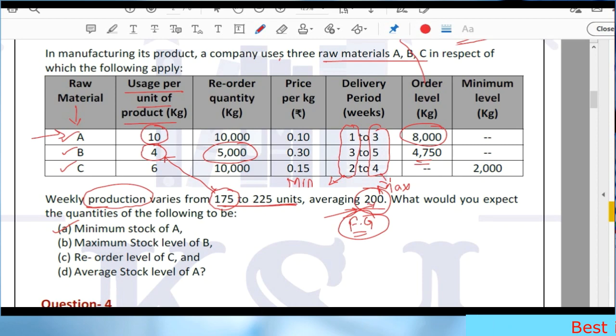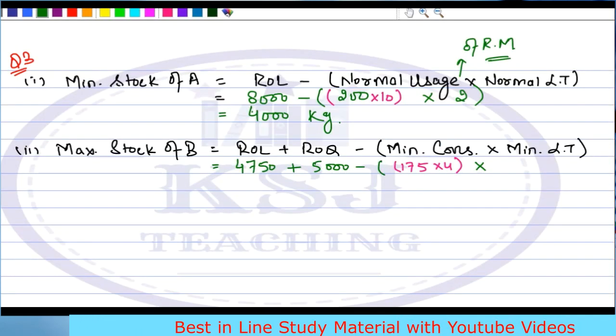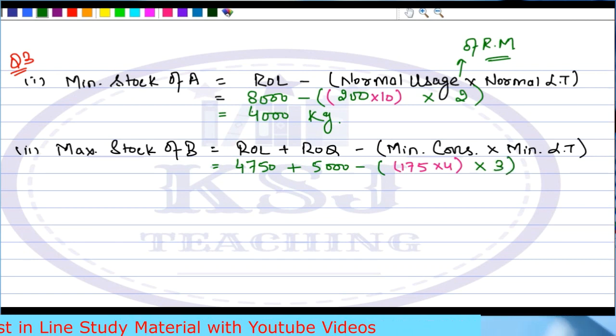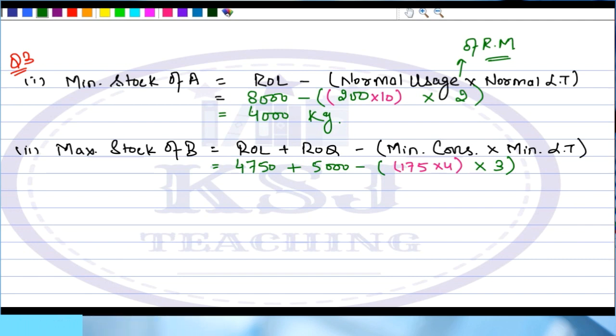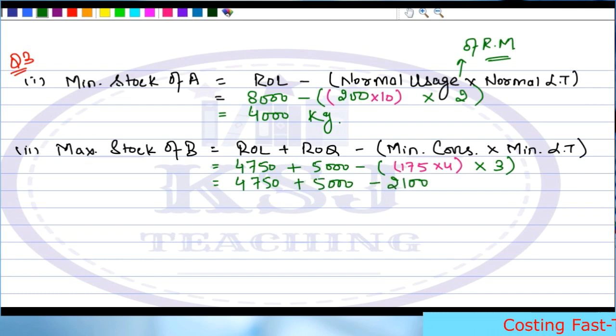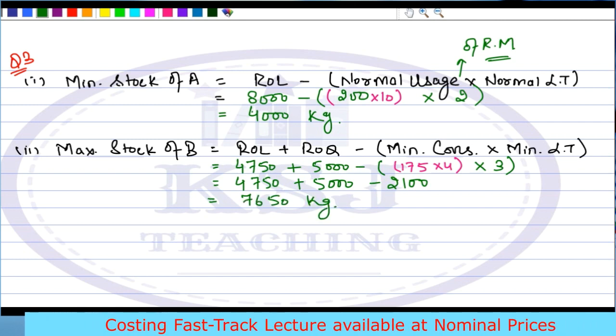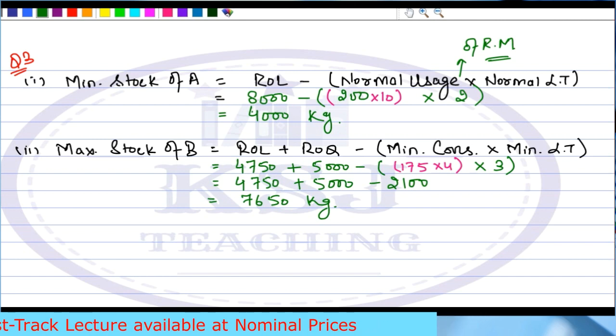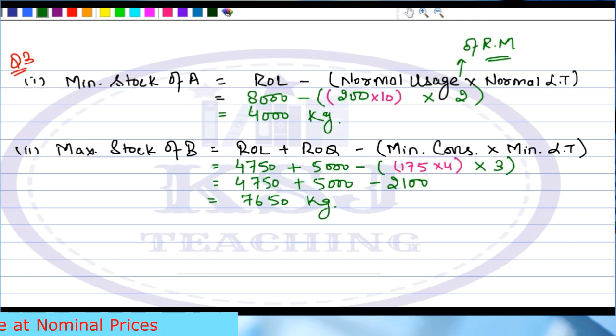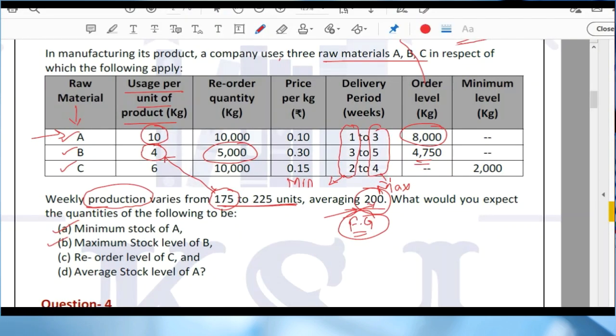What is the minimum lead time? 3 weeks. Multiplied by 3. Is that clear? Any doubts in this? Right? So this is 4750 plus 5000 minus 2100. This comes to 7650 kg. Everything clear up till this point? Are we good to move ahead? Okay. So maximum stock level of B is done.